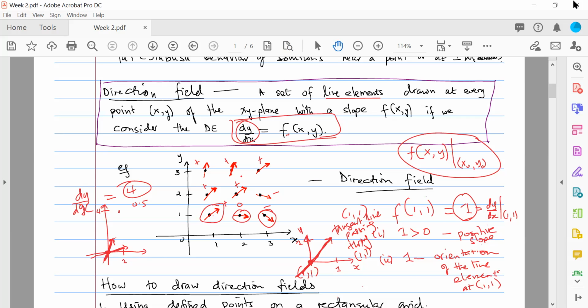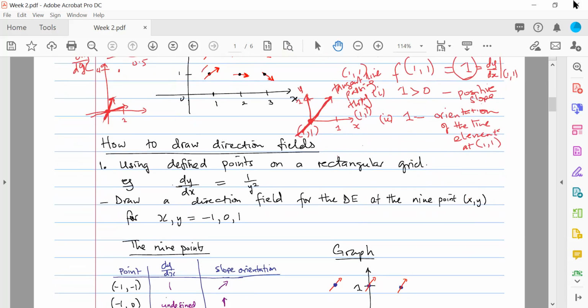All right, so that's all we need to know about the line elements. Now, if you are given a set of points, and at every point you put a line element, this graph with these line elements at the given points is called the direction field of the solution. So how do we draw the direction field? There are 3 ways that we're going to use here.